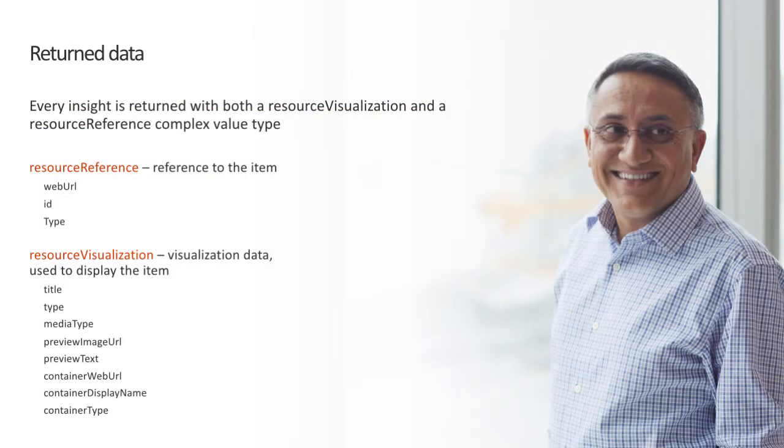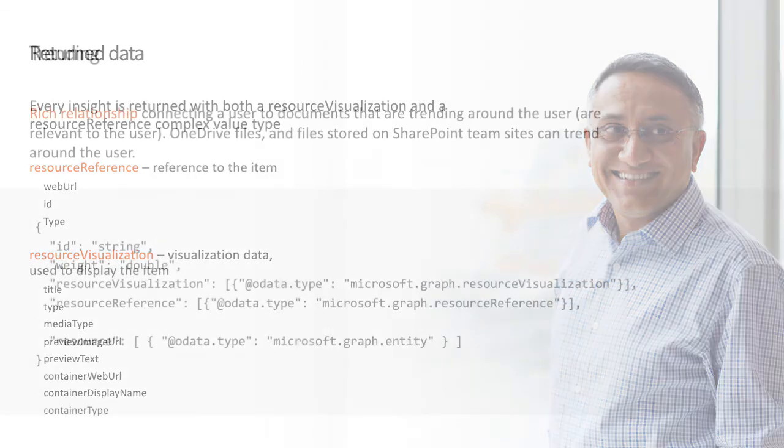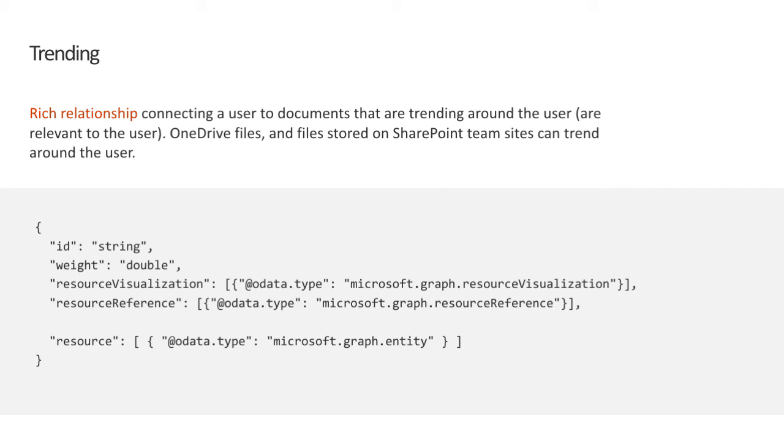So what kind of data do I get back? Well, every insight is returned with both a resource visualization and a resource reference complex value type. The resource reference is a reference to the item, which gives us the web URL, the ID, and the type of the item. The visualization, though, is going to give me visualization data used to display the item, like the title, the type, the media type, maybe a preview image URL, like in the case of a PowerPoint document, maybe the preview text, maybe the web URL and display name and type of the container that it's in.